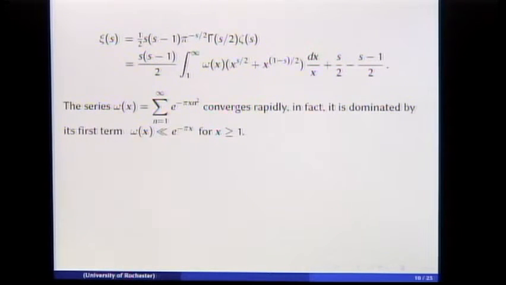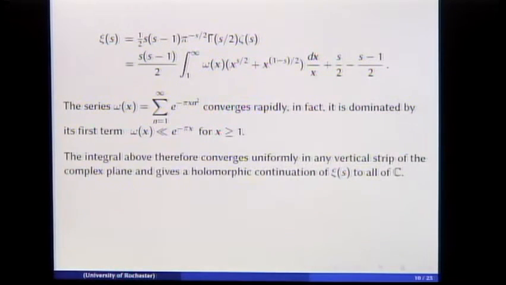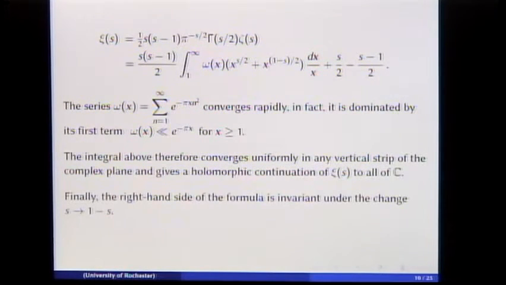The series here is quickly convergent. And you appeal to a basic theorem in complex variables that if you have a nicely convergent series that you integrate and the terms are analytic, then the result is an analytic function. So that is the case here. It applies. And so if you take any strip of the complex plane, omega is so quickly convergent as a series that this represents a holomorphic function in any strip that you look at. And so that gives you an analytic continuation of xi to the whole complex plane.